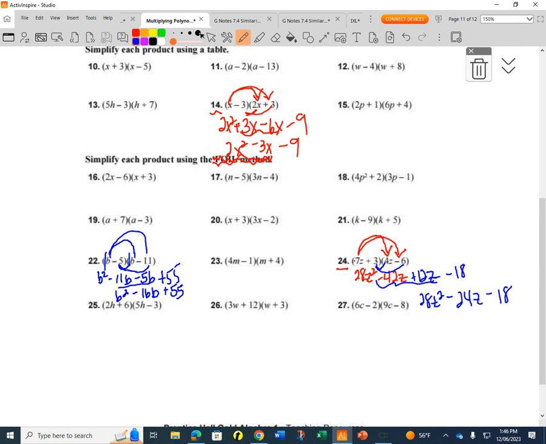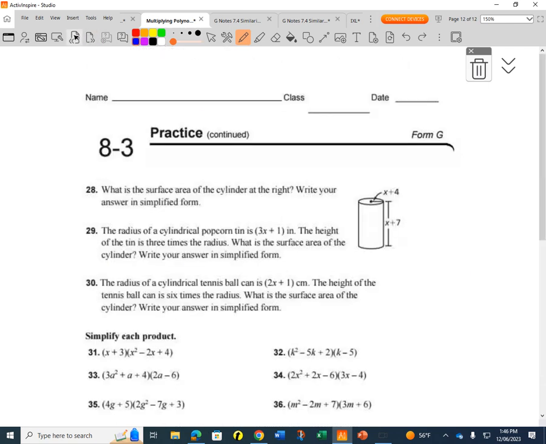What, got some on the back page? You guys want to do any on the back page? Yeah. You want to do number 28?